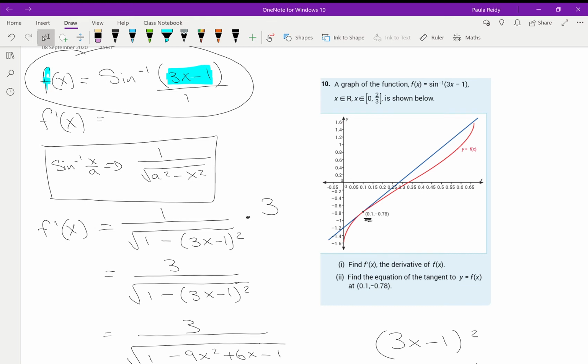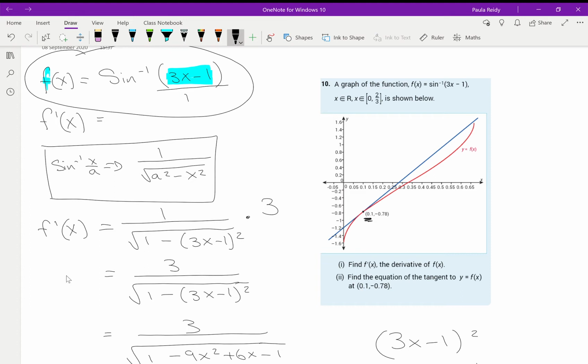Okay, right. So I just want to bring you to this example from our book, from the same section. It's question 10, okay? And it's a graph of the function f(x) is equal to the inverse sine of (3x minus 1). And the graph is being shown here in red, and it's the graph between 0 and 2/3, right? So you can see it goes from 0 here on the x up to 2/3 on the x. And it's also saying that x is an element of the real numbers.